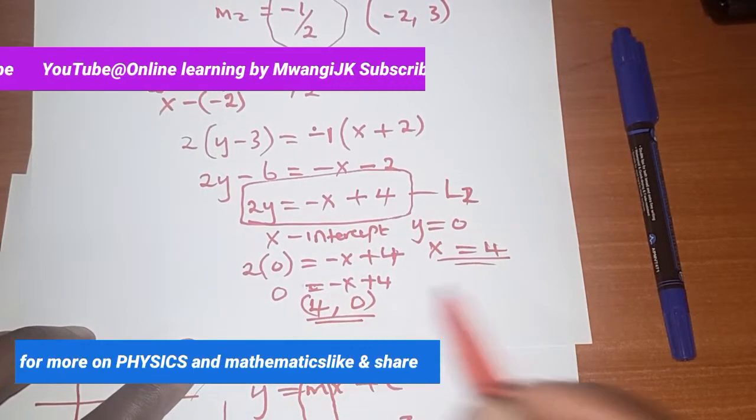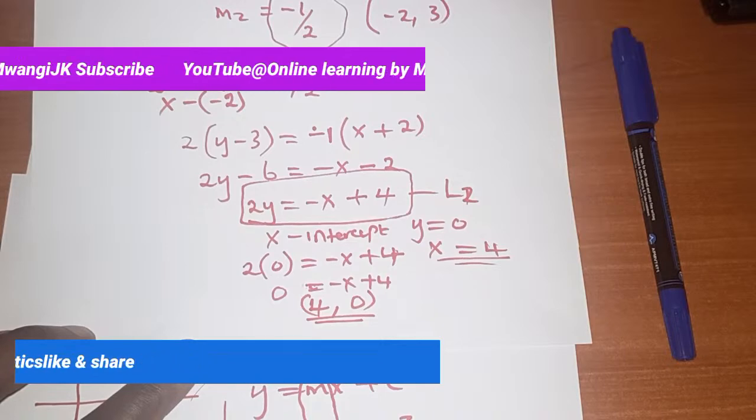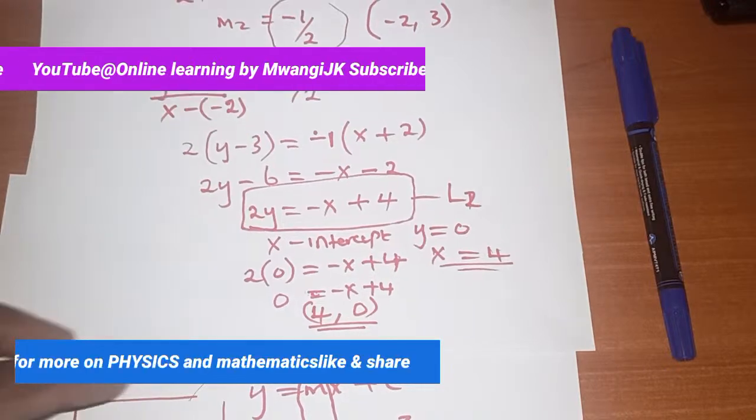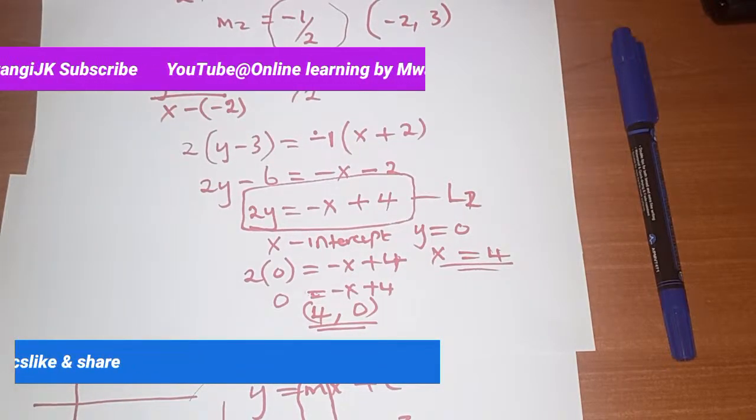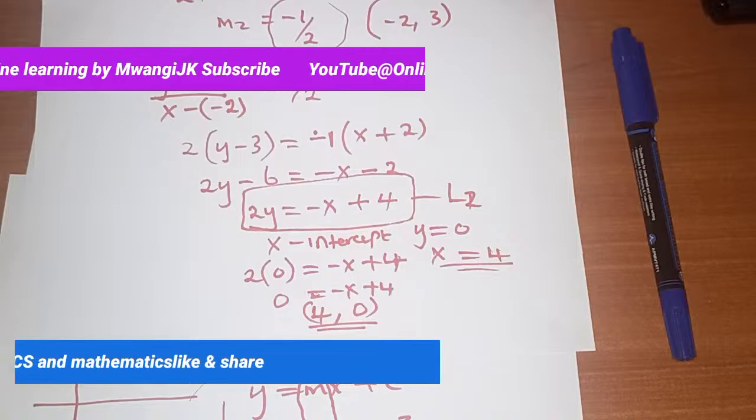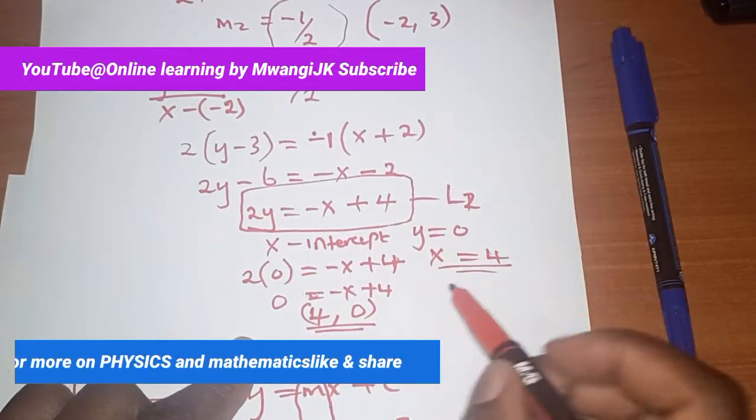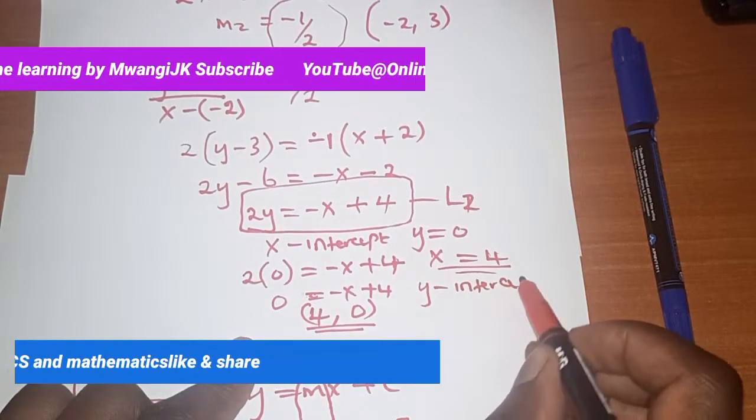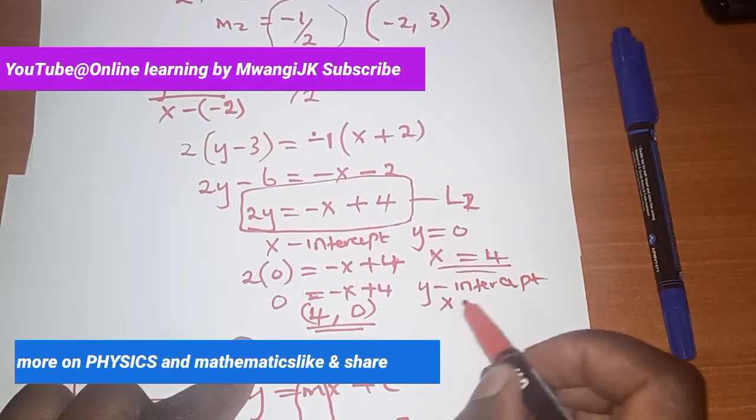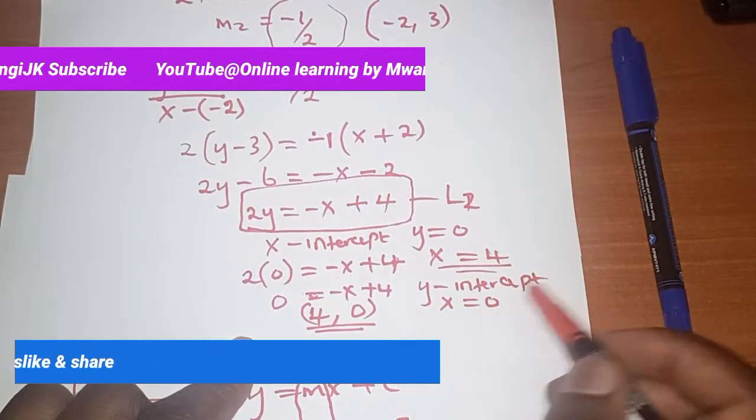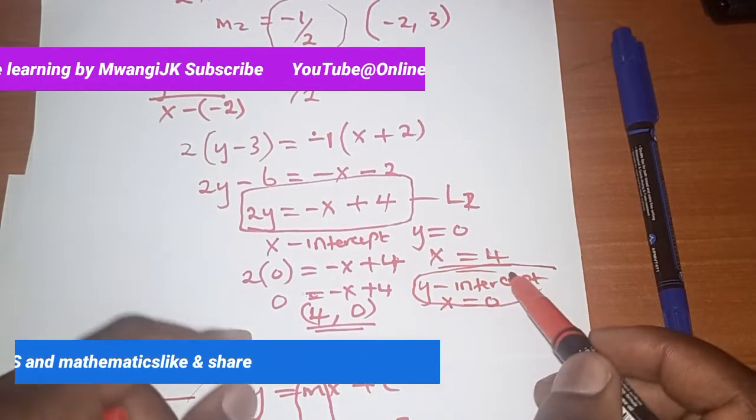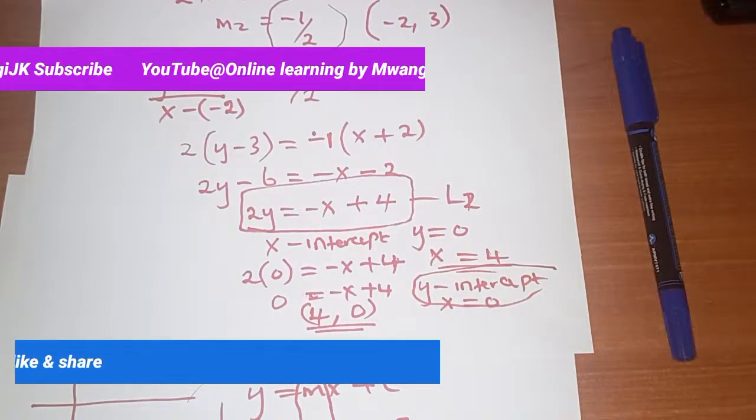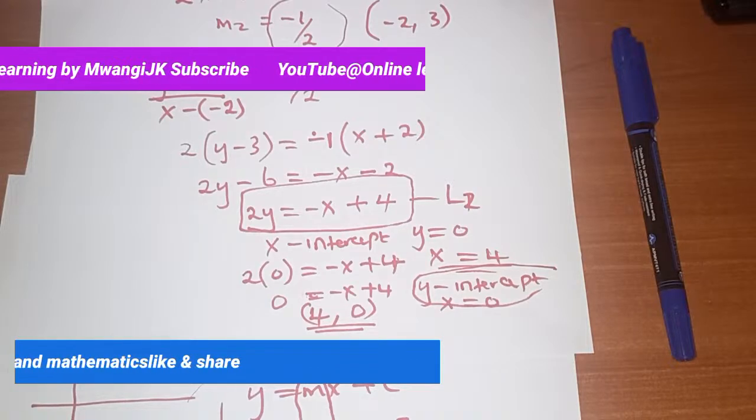So it means this is where the line cuts the x-axis. The line cuts the x-axis. We call it the x-intercept. So at the x-intercept, y is 0. If we are talking about the y-intercept, the value of x is the one which is 0. But in this case, we are not asked about this. So we continue with the next part of the question.